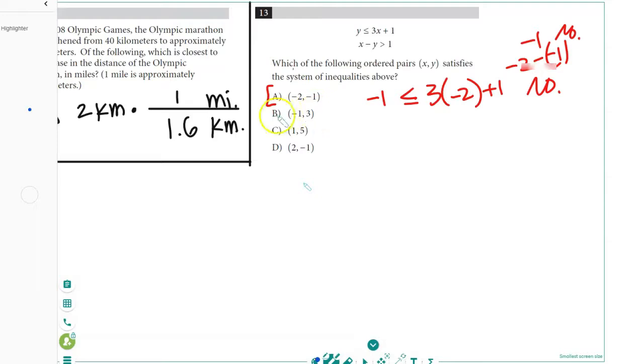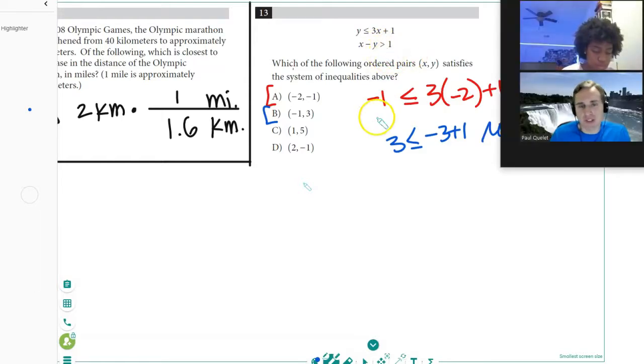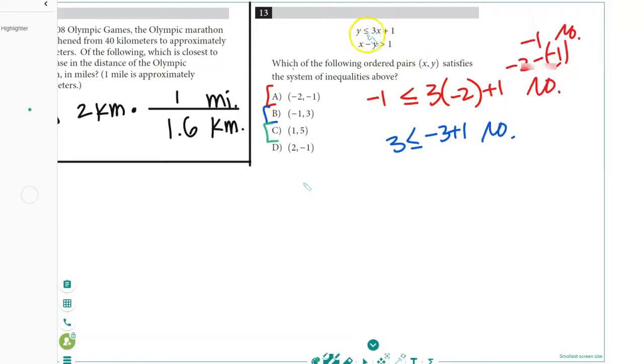Okay, so then if we do B, you put in -1 for x, that's -3 plus 1. You put in 3 for y. Is that less than or equal to this? I'd say no. Okay, again, you could try the other one. It's not going to work. You put in 1 and 5. So it's 3 times 1 plus 1 and 5. I'd say that's also no, right?